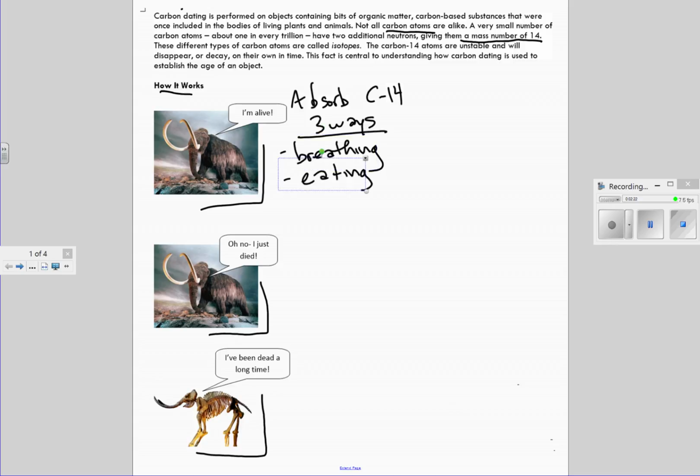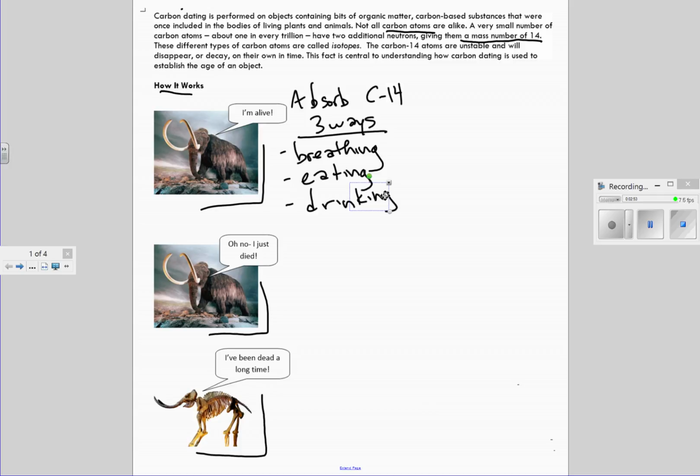And this is regardless of what you eat. Somebody once asked me, well, if I eat a vegan diet, am I still getting carbon-14? Yes. Everything that we eat is carbon-based. So whether you're eating cotton candy or a hamburger or a salad, it's all carbon-based, and so you're getting carbon-14. The last way that you can do it is by drinking something. Water, it doesn't matter. Tea, coffee, soda. That's another way that you can get C14 into your system.